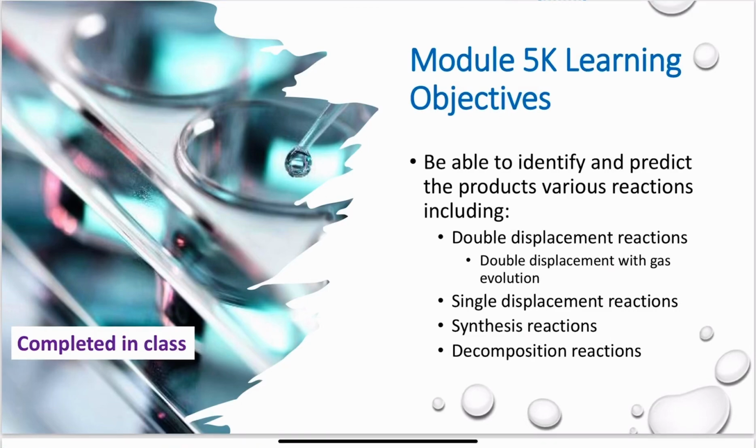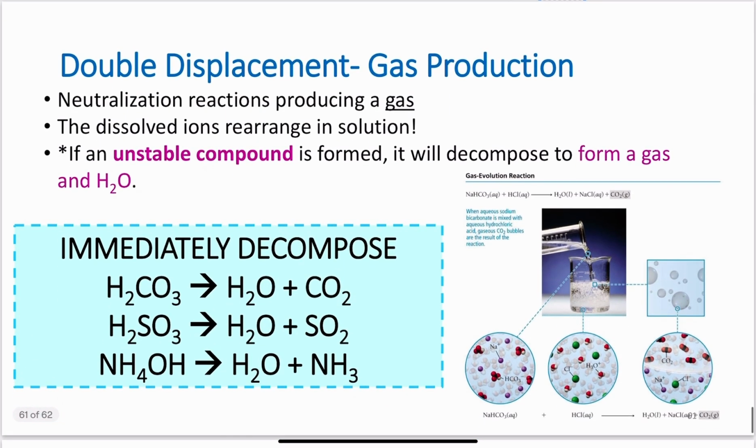Most of the reactions you're going to do in this class, you should be able to relatively easily predict. But the one that's going to throw you off is gas evolution. You are responsible for gas evolution reactions. You need to know what products will form. So you should be able to identify and predict products of various reactions, including double displacement, single displacement, synthesis, and decomposition reactions. But specifically what's going to cause problems is the gas production from a double displacement reaction.